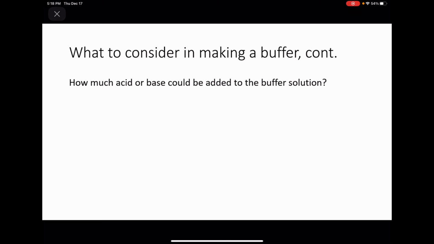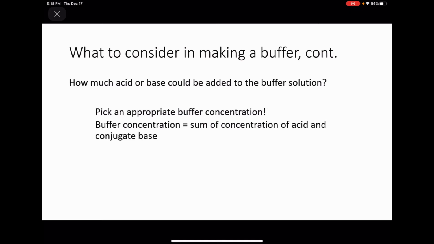All right, the next thing you need, so once you have your pH, you need to figure out, what are you buffering? What's going to add to it? How much acid or base is going to potentially be added to this so you can make sure that your buffer holds the pH constant? And so the first thing we're going to talk about is this idea of the buffer concentration. So you need to pick an appropriate buffer concentration. And when we talk about buffer concentration, we actually mean the sum of the molar concentration of acid and the molar concentration of the conjugate base. So when we say, well, we want a 0.5 molar buffer, that's the total of acid and the conjugate base.